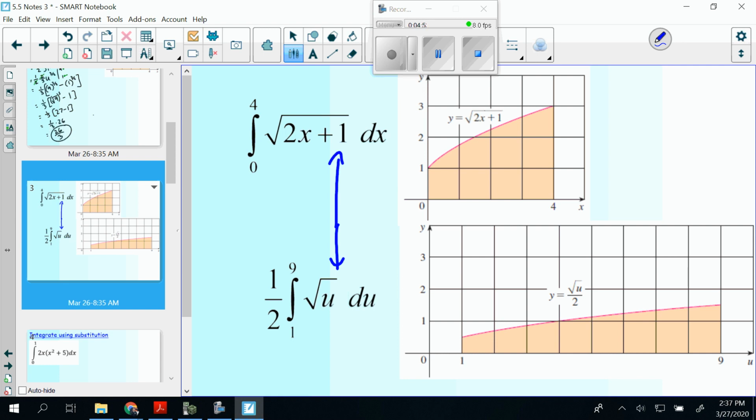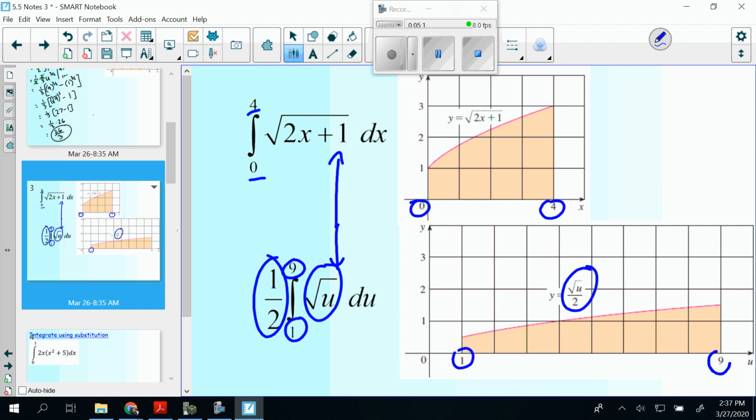So if you graphed out the graph of 1/2 square root of u, that graph looks like the one here. And now remember before it was from 0 to 4, 0 to 4 here. Well, our limits ended up changing to 1 and 9. And so if you find this area, this should also be about 8 2/3, the same answer.